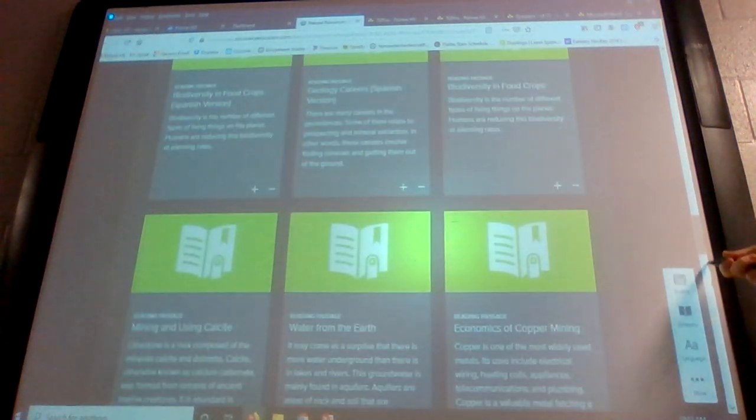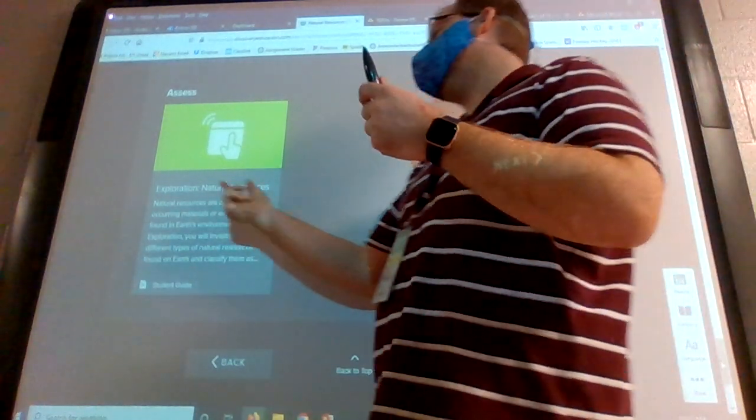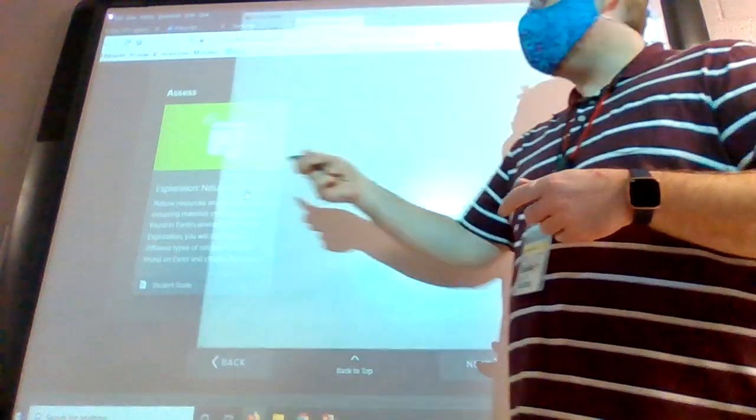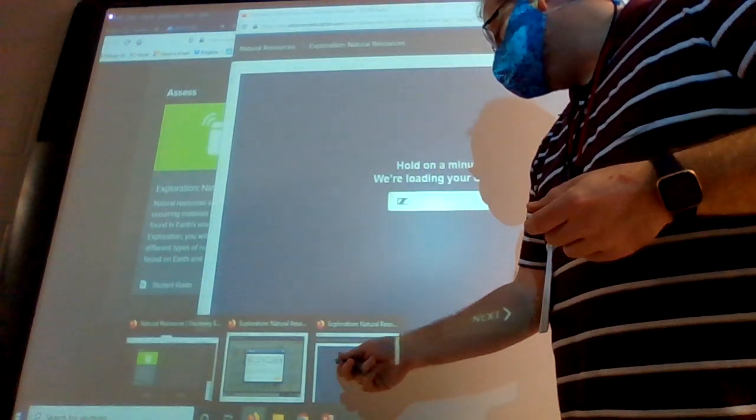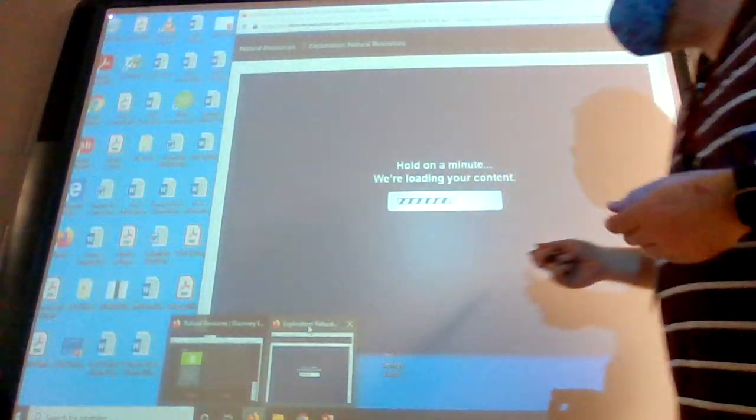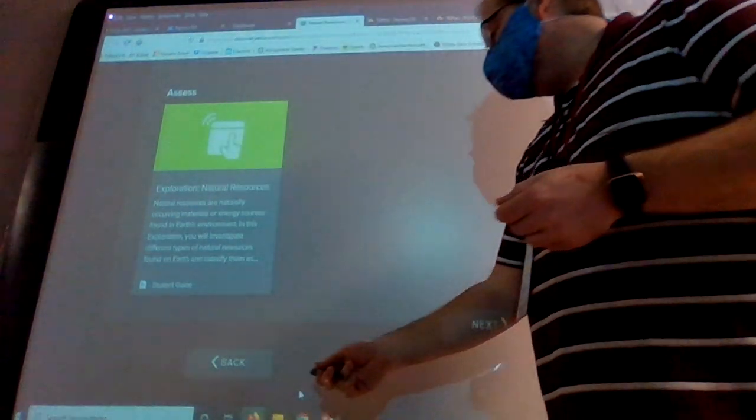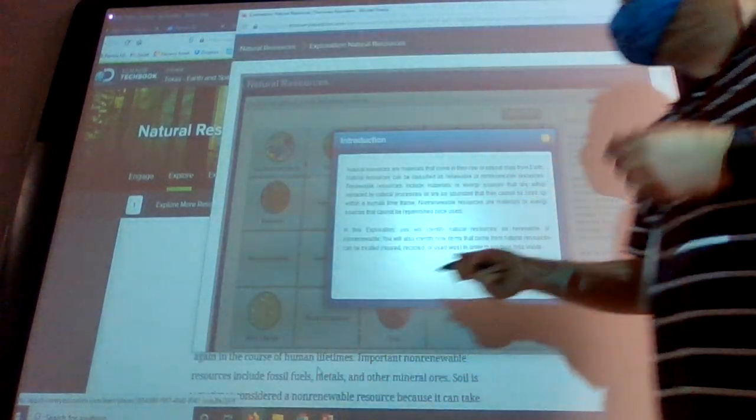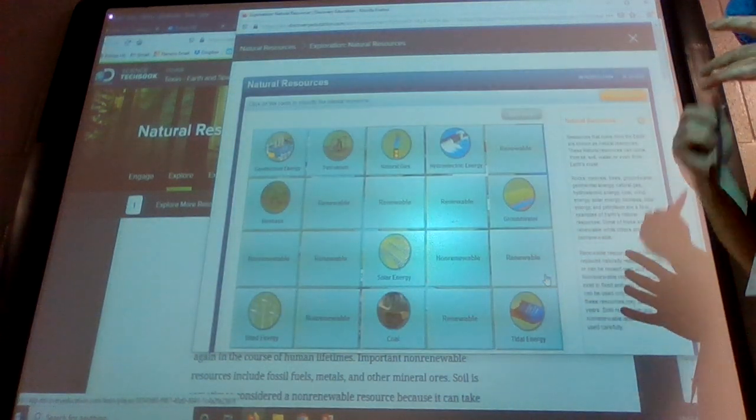Go all the way to the very, very bottom, and you will see this assignment, Exploration, Natural Resources with the green icon instead of the picture. Click on that, and it opens up the exploration. I already have one of these open. Let me close that. So we have the exploration here. I will go real quick back to the reading just so we have it. We're going to go through some natural resources, get a little bit of information, and answer some questions.